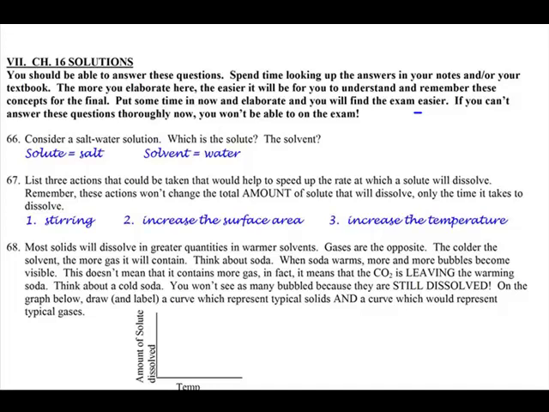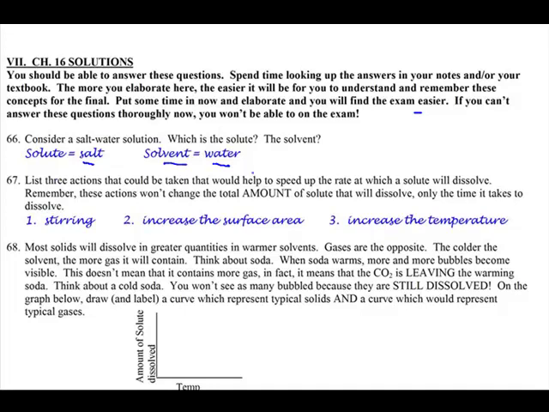Alright, Part 7, Chapter 16, Solutions. Number 16 says, consider a saltwater solution, which is a solute and which is a solvent. Since we have a solid dissolved in a liquid, the solute is going to be the salt, the solvent is going to be the water. All you have to do is think about what you dissolve in the water. The solute is what you're going to dissolve. You're going to dissolve the salt.